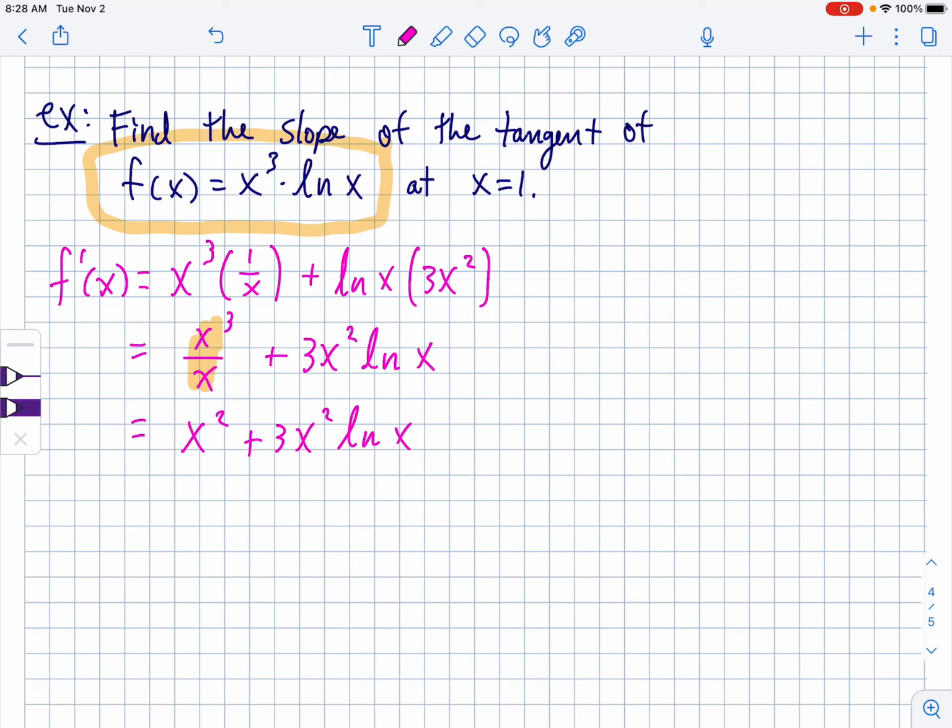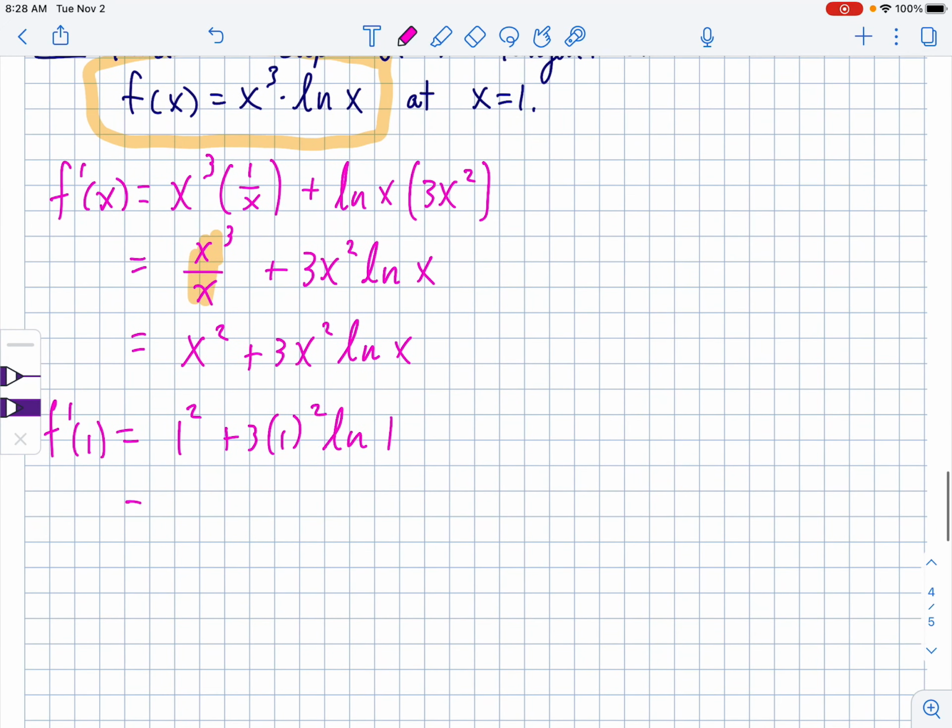Let's go ahead and plug in 1 to the slope machine because we're finding the slope of the tangent. So f prime of 1 is equal to 1 squared plus 3 times 1 squared ln 1. 1 squared is just 1, 3 times 1 is 3. But remember that ln of 1 is like e to the something equals 1. So that's a big 0. So this whole chunk here becomes a 0. So that's the slope.